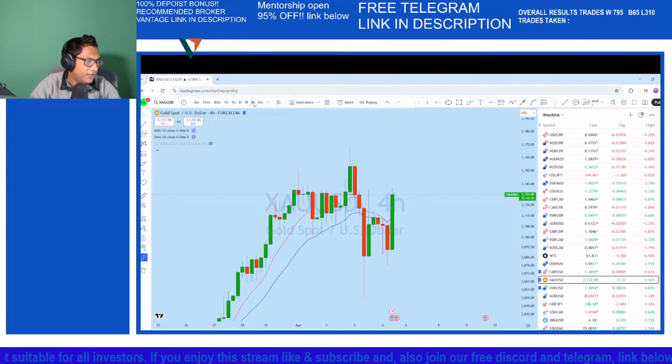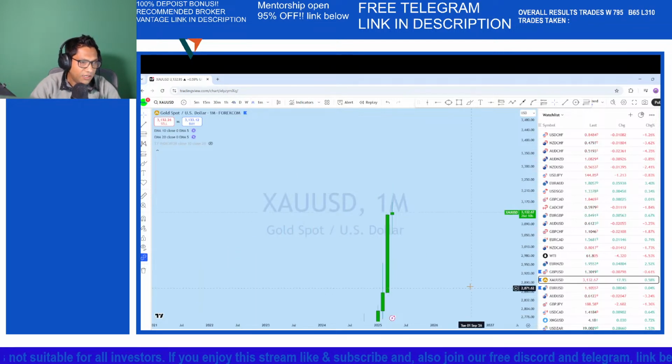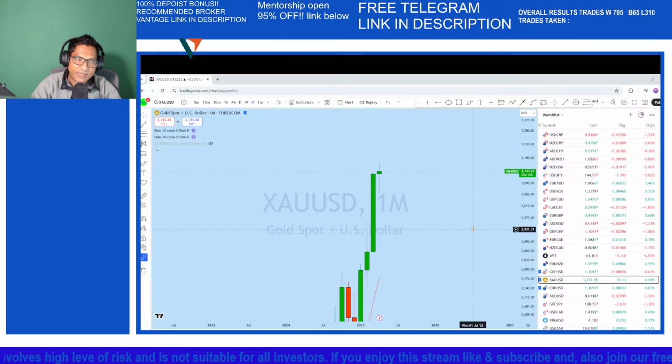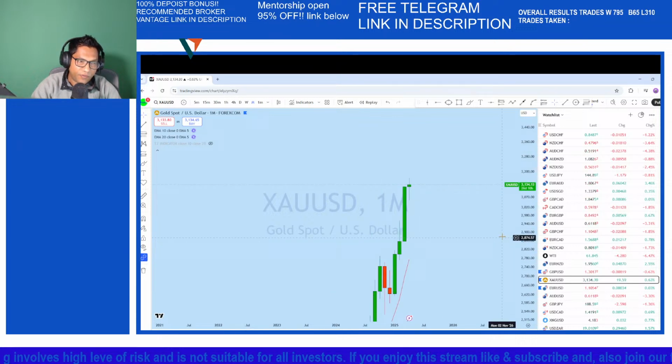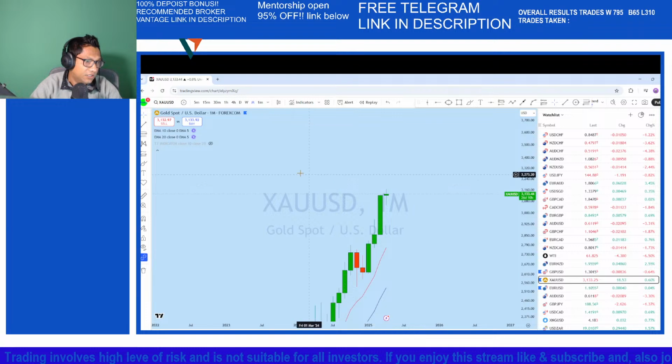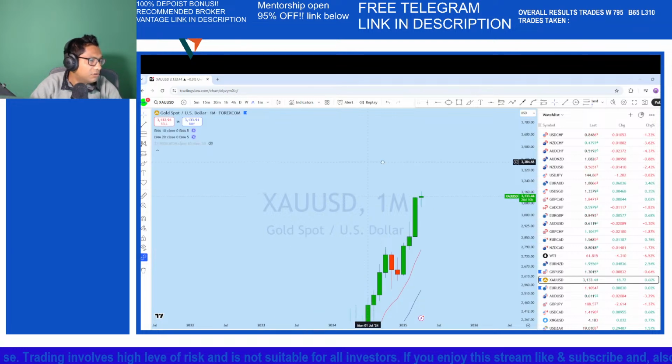We will be looking at the bigger picture, looking at the monthly to see how the price is evolving in that area. So let's look at gold, and once the market has given enough confirmation, then we will be entering the trades. Now let's look at gold here.